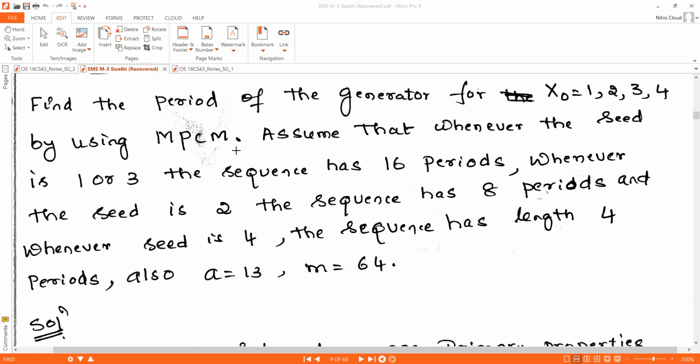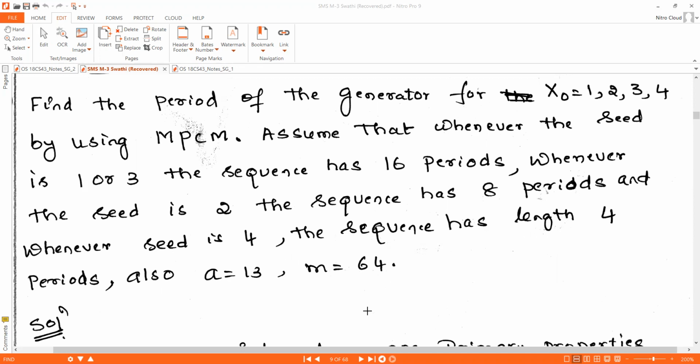And here one more condition they have given. Whenever the seed value is 2, that is x naught value is 2, we need to find the xi values until the periods are 8 periods. That is I equal to 1 to 8 we need to calculate. And whenever the seed is 4, the sequence has the length of 4 periods. Also they have given the a value equal to 13, m equal to 16. This is the problem.